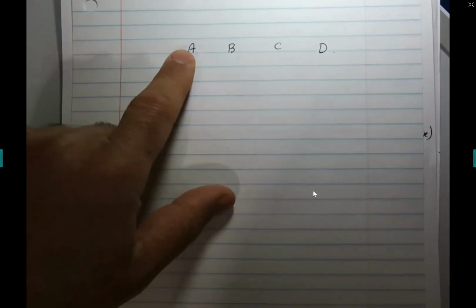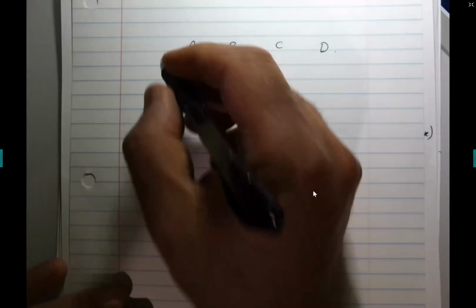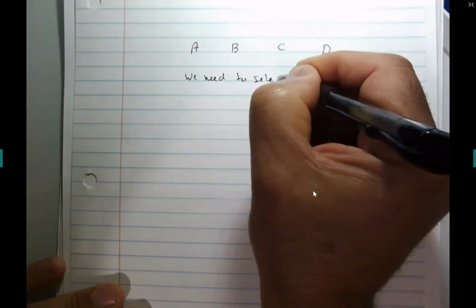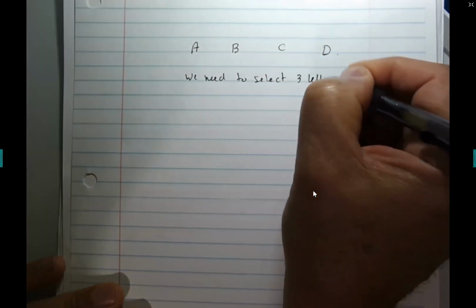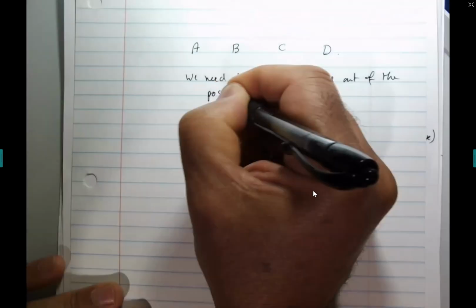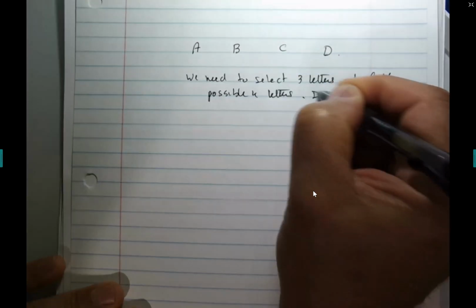So A is 1 student, B is another, C is a 3rd, and D is a 4th. Can you guys help me list the possible ways of picking 3 students from 4? Let's begin. We need to select 3 letters out of the possible 4 letters. In how many ways can we do that?